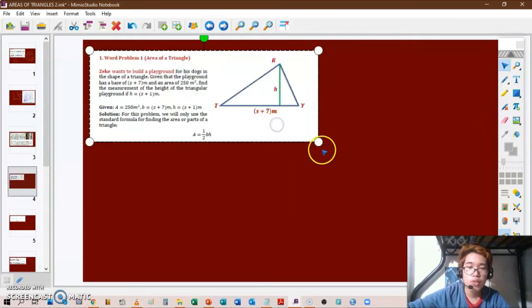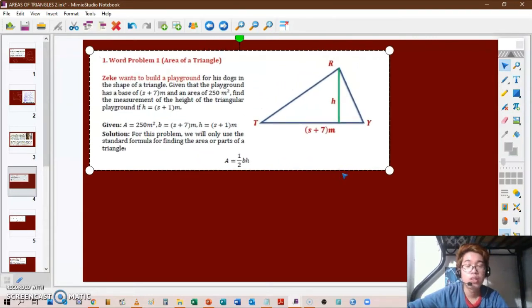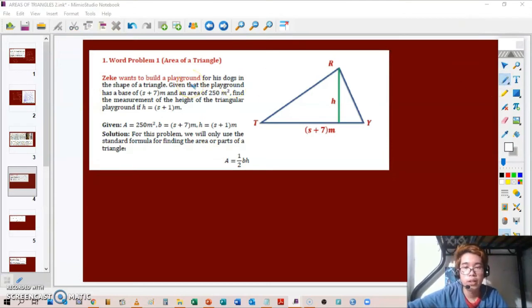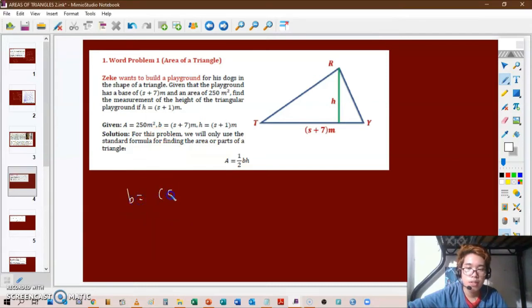Let's try to solve some problems involving the areas of triangles and also applying the Pythagorean theorem. Zeke wants to build a playground for his dogs in the shape of a triangle. Given that the playground has a base of s plus 7 meters and the area is equal to 250 square meters, find the height of the triangular playground if h is equal to s plus 1 meter.